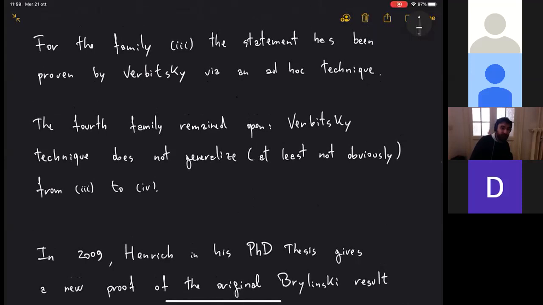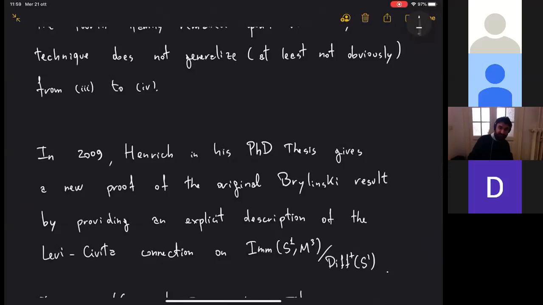And in 2009, so quite recently, there's a PhD thesis by Henrich, which gives a new proof of the original result by Brylinski. And the new proof consisted in this. In order to prove that we have a Kähler structure, he exhibited an explicit form for the Levi-Civita connection on the shape space. And through this explicit description of the Levi-Civita connection, Henrich can show that the complex structure is parallel.